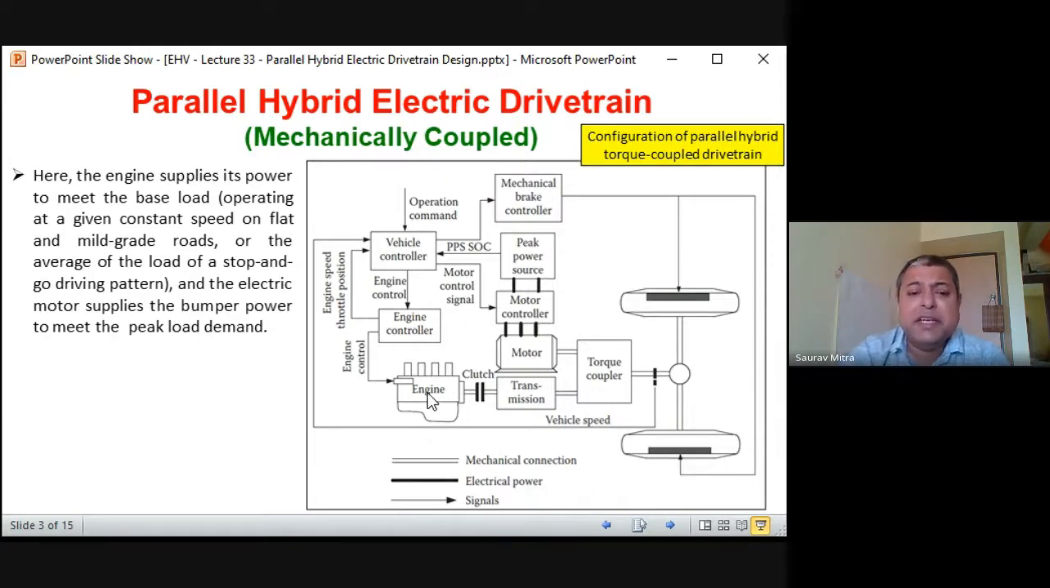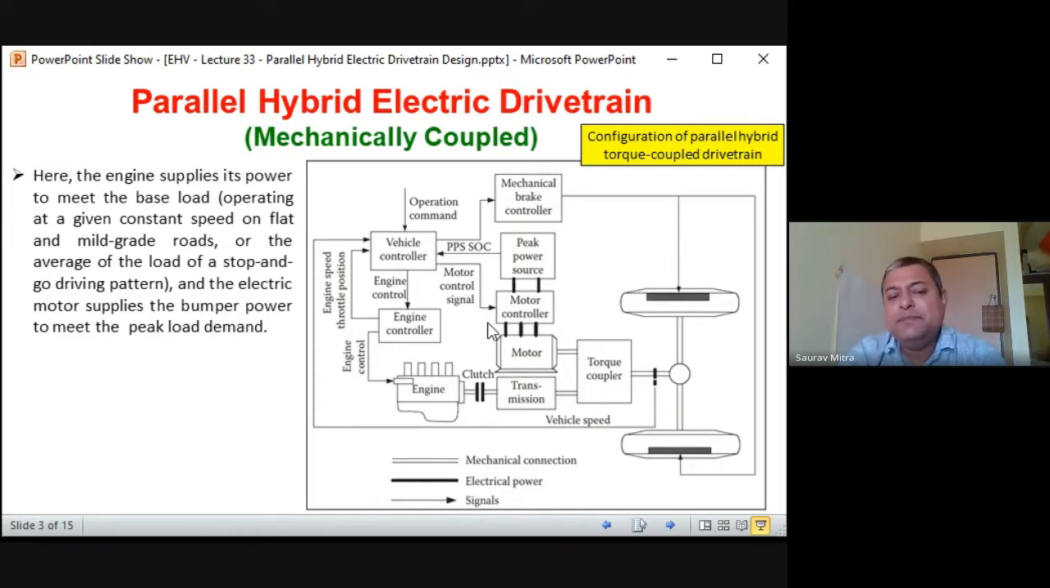On-road highway driving, this engine is giving sufficient power. Now for this peak power source, how much is the SOC, that is the state of charge? That is sensed by the SOC sensor, and it is given to the vehicle controller. The vehicle controller is also giving the command to the motor controller for how much power is being given to the final motor. That is a secondary transmission output, to know that this vehicle controller is actually giving the control signal to the motor controller and this motor.